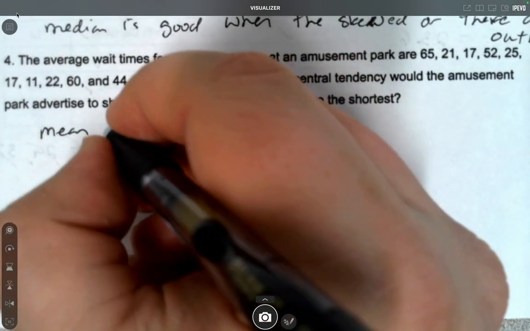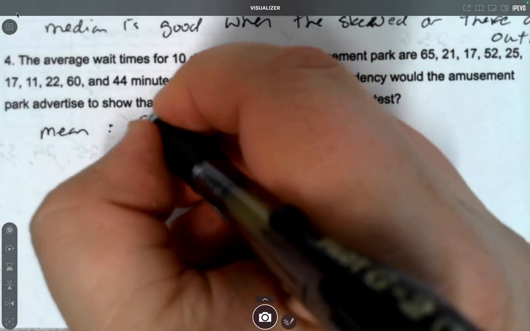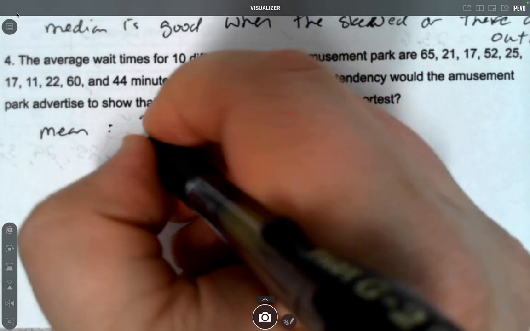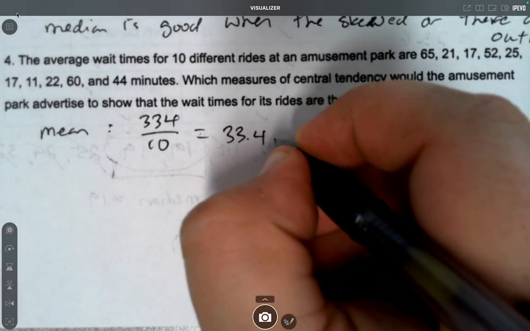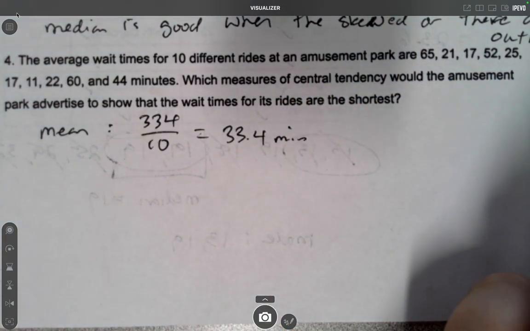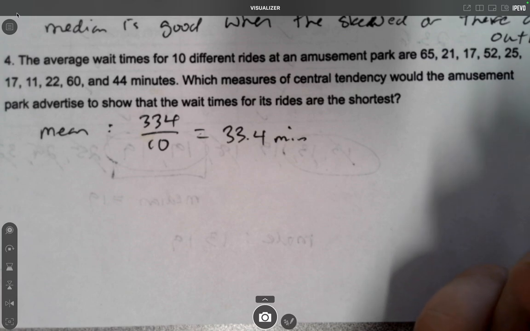So for the mean, if you add all 10 of those together, you get 334. You divide by 10, because that's how many there are. You get 33.4 minutes. So the mean wait time is 33.4 minutes.